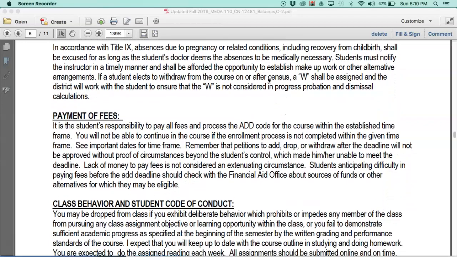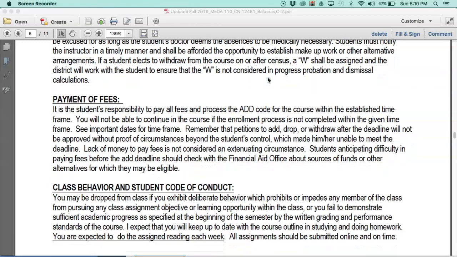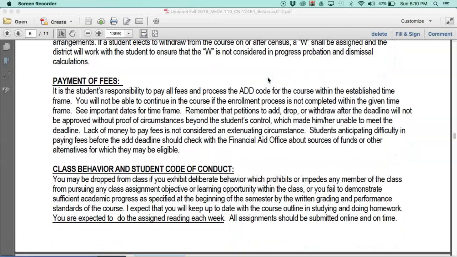If for some reason, based on Title IX, you have to be absent due to pregnancy or related conditions due to childbirth, please just let me know and we'll figure that one out. You are protected under Title IX, and we can help you get done once you're ready.